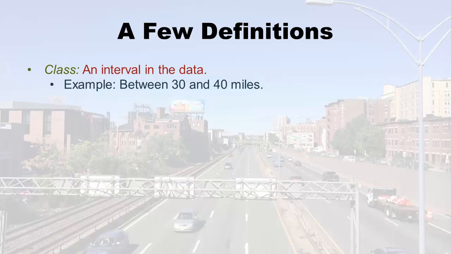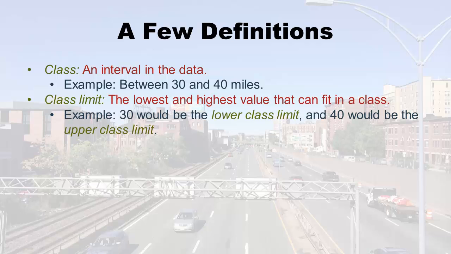So let's say, I just made up, well, how many people got transported between 30 and 40 miles? Okay, that would be a class, 30 to 40, right? And a class limit is the lowest and highest value that can fit in a class. So carrying on with my example of a class, I just randomly picked 30 to 40. If we made that a class, we would say 30 would be the lower class limit and 40 would be the upper class limit. Make sense?